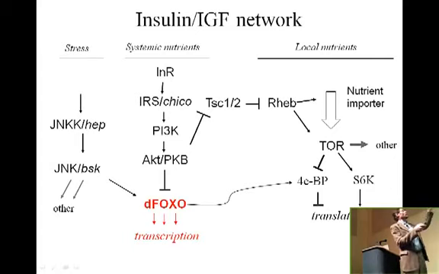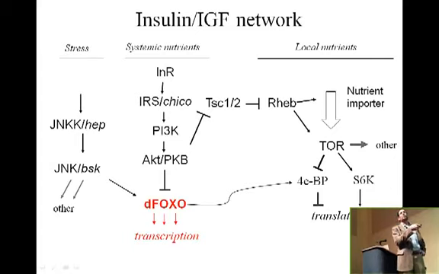And this is just a gross simplification of a network. It involves MAP kinase pathways, the TOR pathway, which is involved in local nutrient sensing. There's even feedback from TOR towards repression of the insulin signaling pathway. The insulin signaling pathway, insulin leads to the repression of FOXO. You take insulin away, FOXO becomes activated.